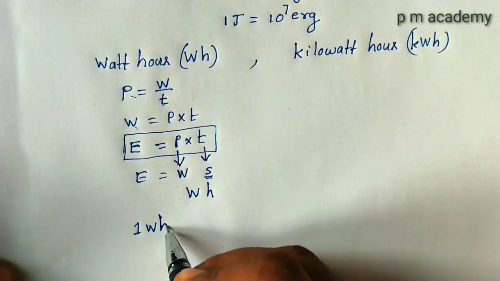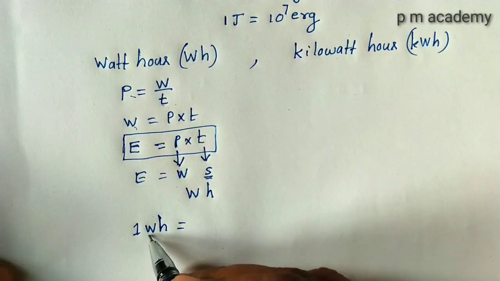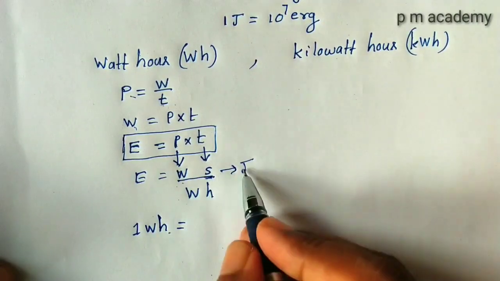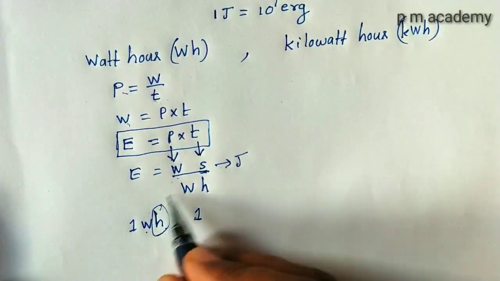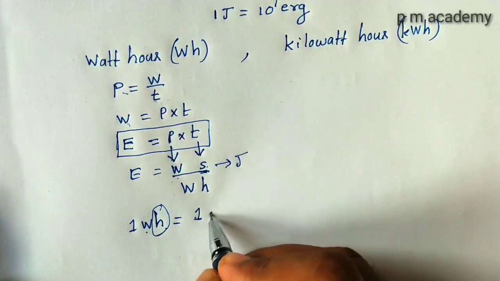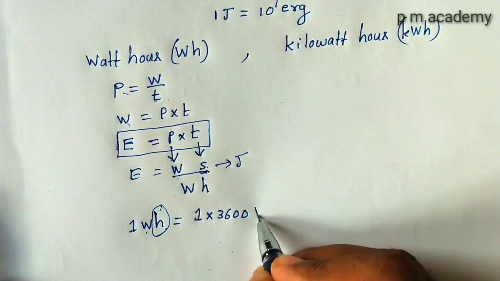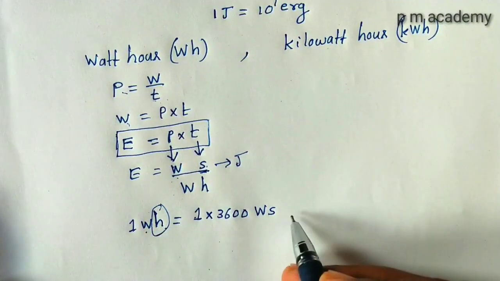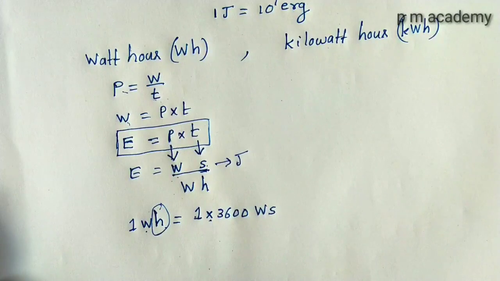Therefore, 1 watt hour is equal to how many joules? The SI unit, watt second, is known as joule. To convert watt hour to watt second, you have to convert hour to seconds. To convert hour to second, you have to multiply with 3600, because 3600 seconds are 1 hour.